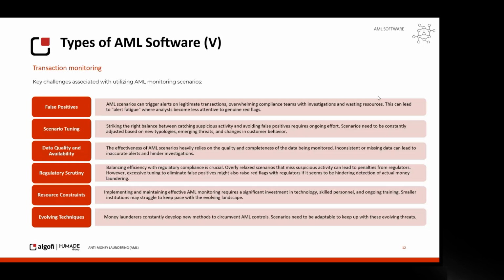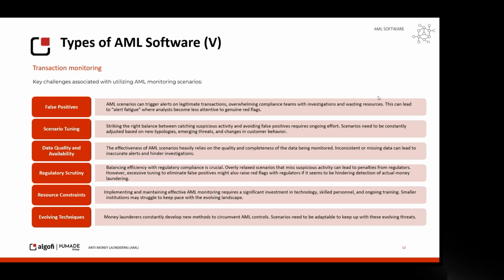Another key challenge is data quality and availability. The effectiveness of an AML scenario heavily relies on the quality and completeness of the data being monitored. Inconsistent or missing data can lead to inaccurate alerts or hinder investigations.